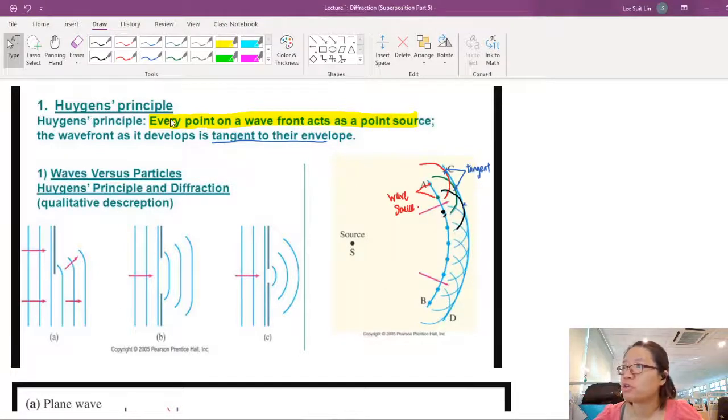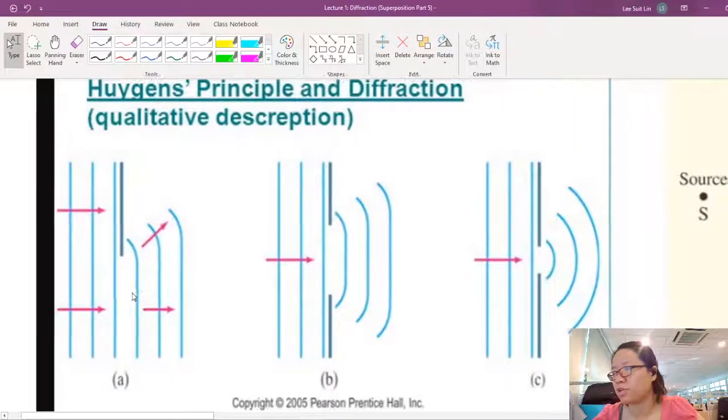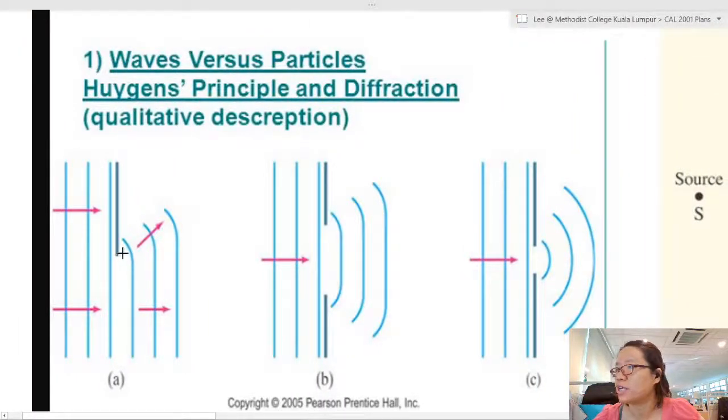Okay, so Huygens' Principle says that every point on the wavefront acts as a point source, and the wavefront as it develops is tangent to the envelope. So if you zoom in on this kind of picture, let's say we look at this one. Now this is your edge. You can see diffraction still occurs across the edge, because if I were to draw a straight line like this, you can see there's a wave spreading out in this direction.